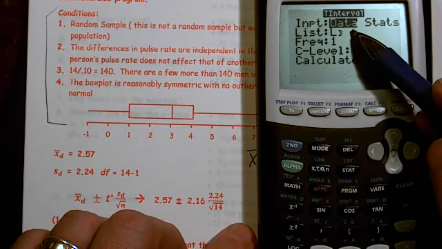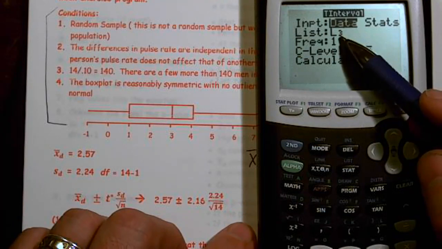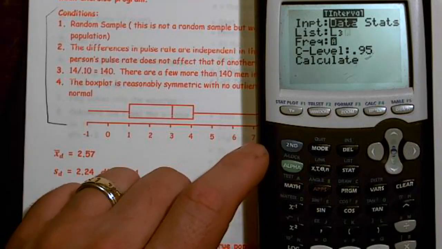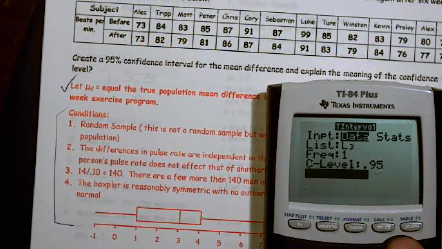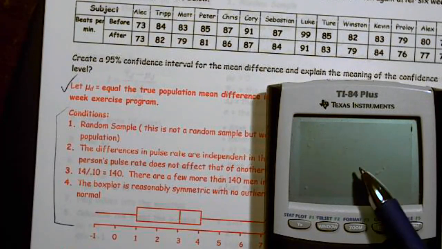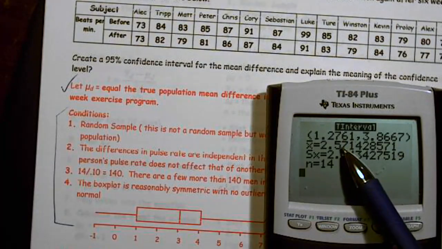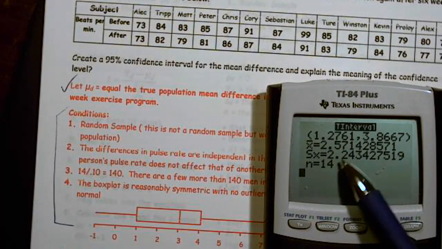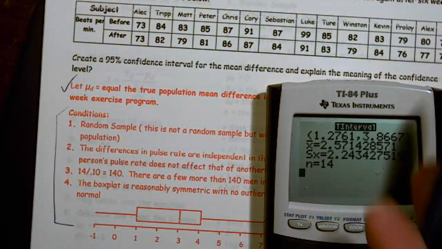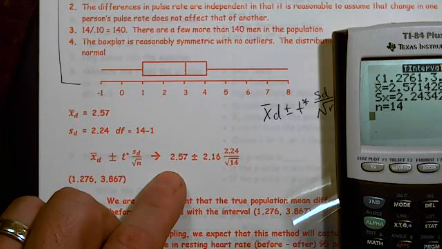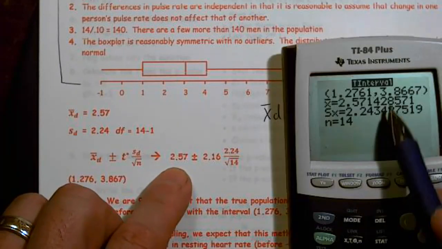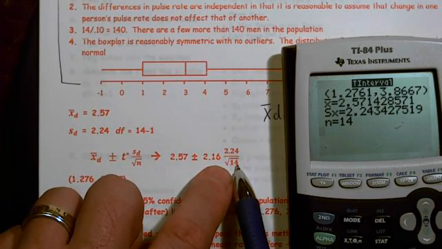Data needs to be highlighted, and our list is in L3 because we care about the differences. So make sure second 3. And they asked us to run a 95% confidence interval. So this needs to say 0.95. And we're going to go ahead and calculate. At this point, I'm going to get a lot of information. I have my X bar, my standard deviation of the sample, and this is my lower bound and my upper bound. So I have 2.57 as my X bar. I also have 2.24 and I have 14.